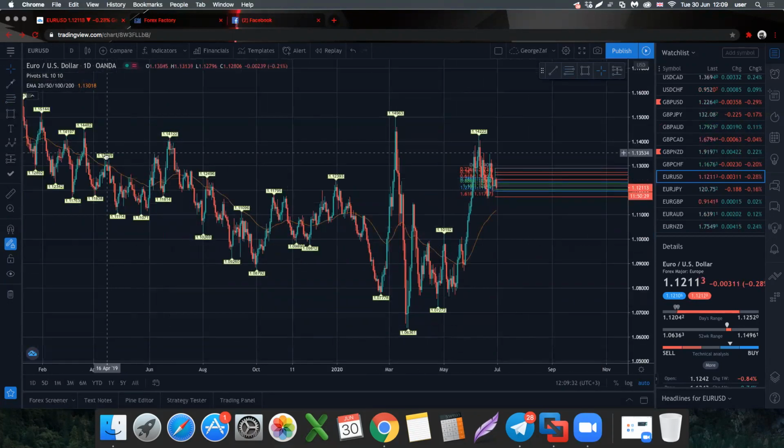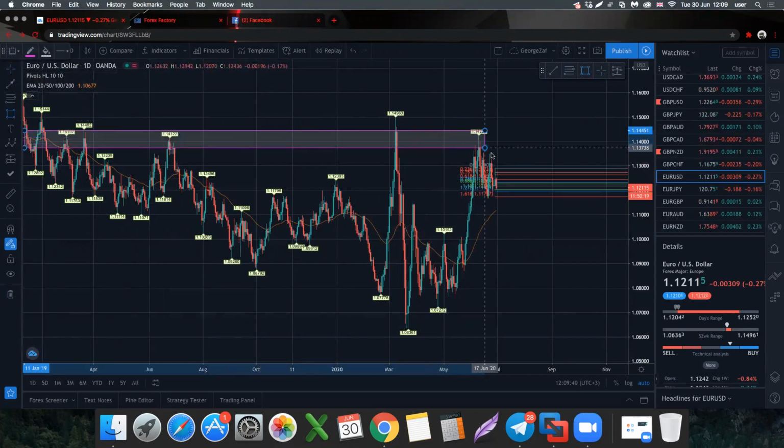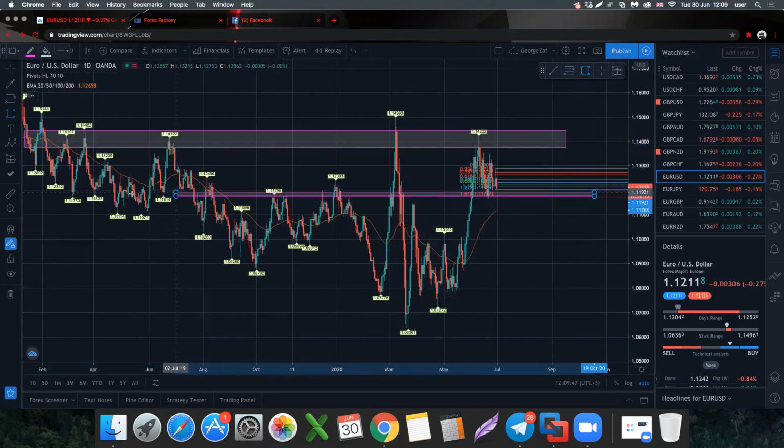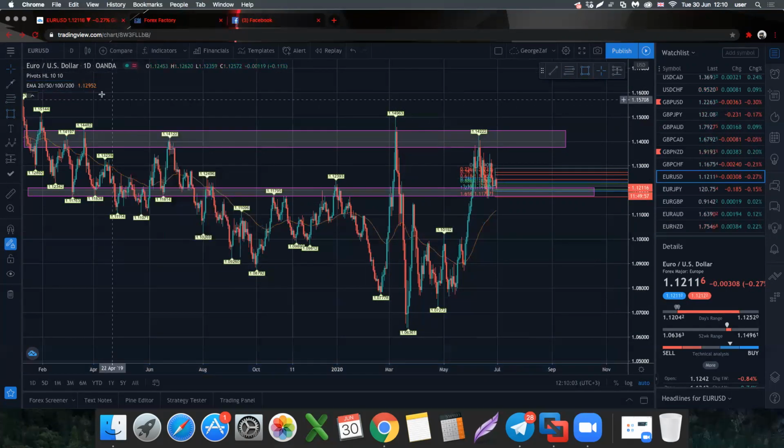So I would do... You see the levels here. So probably, look how perfectly it works. Support, support, support, resistance, support, resistance, resistance, resistance. And look at this. I love it. I love when this happens.